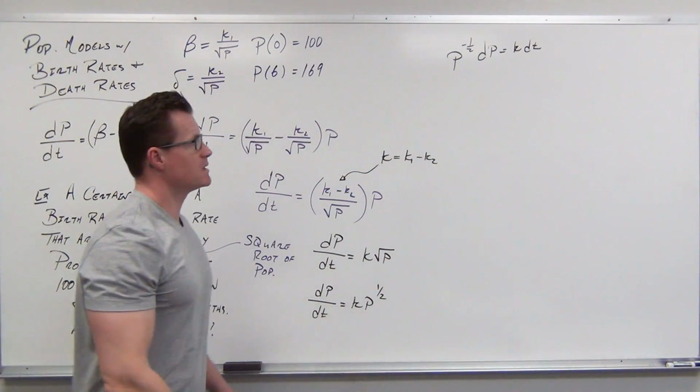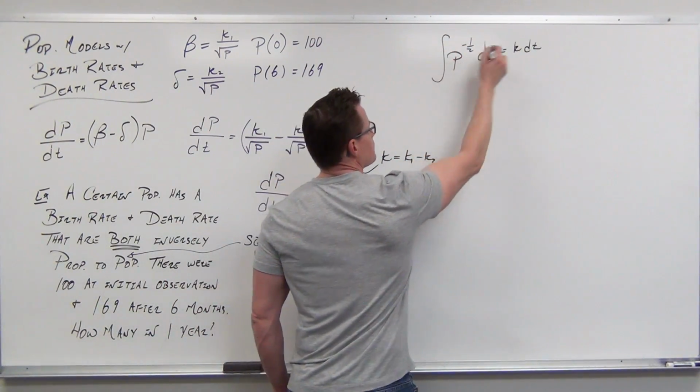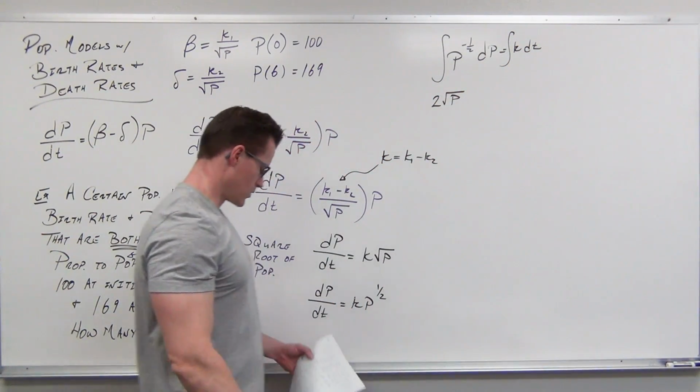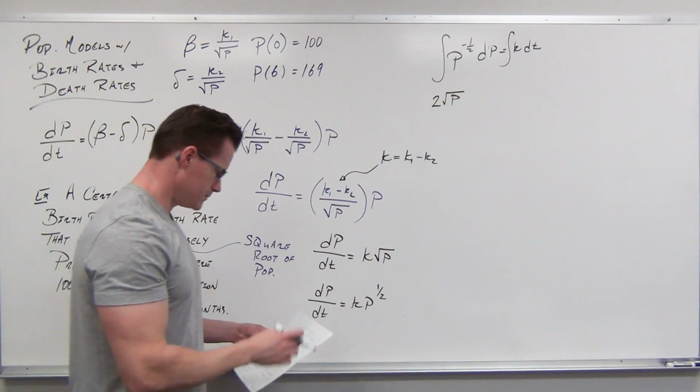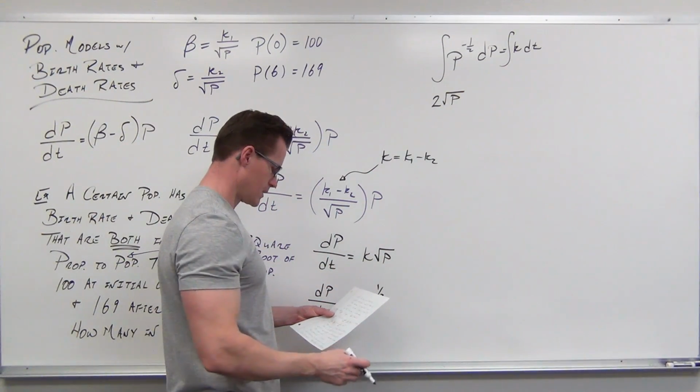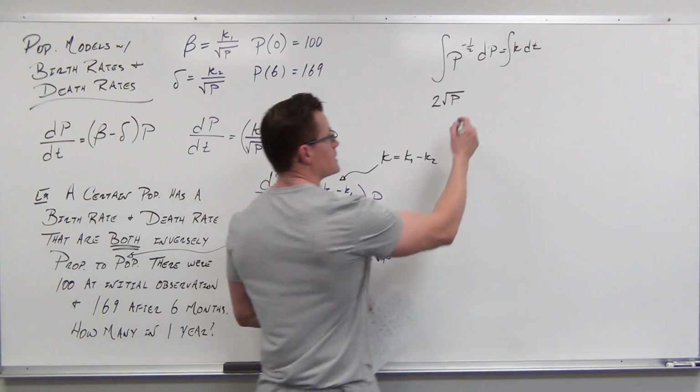So p's dp, k constant dt. If we integrate, we get exactly the same thing we did before. There's 2 square root p, and then on the right-hand side, we get kt plus c.